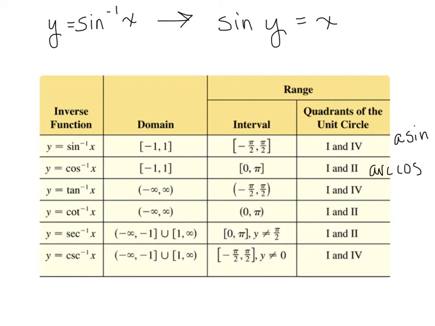Also notice there are certain intervals that these can exist over, or quadrants of the unit circle that they'll exist in. There are two different ones. The first is from negative pi over 2 to positive pi over 2. We could also think of that as negative 90 degrees to positive 90 degrees. The other one is 0 to pi, or we could say 0 degrees to 180 degrees. So how do you know which is which?